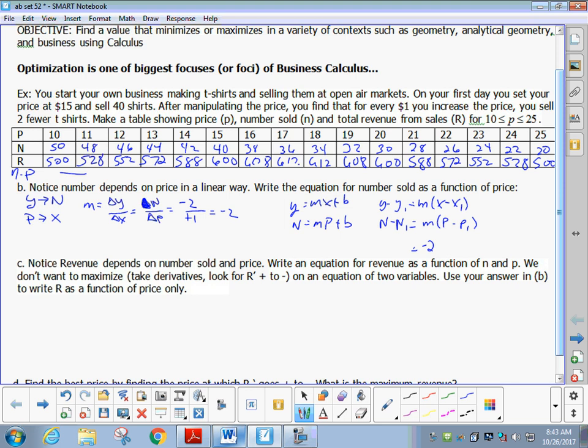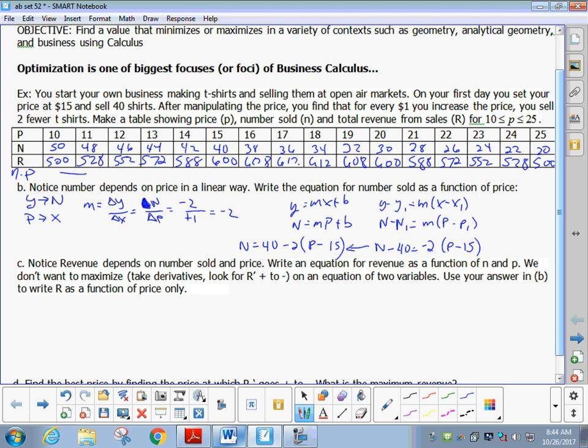So that would be something like n minus, is that going to be 15 or 40 then? 40 is the number sold, and p minus 15, all right? Now, if you were to look at this in a slightly different case, can we do some manipulating of this? Okay. If you're really on your game, you understand exactly what's going on in that equation. The number sold starts at 40, and we decrease the number sold by 2 for every change in price of a dollar.